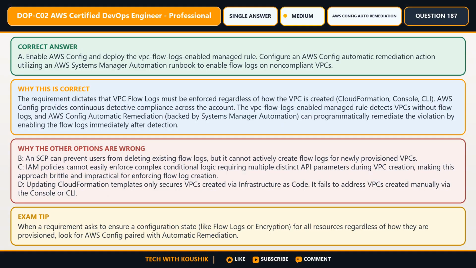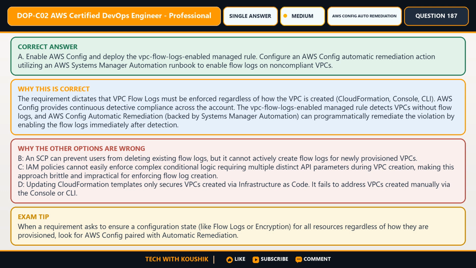In this case, choose option A. Enable AWS Config and deploy the VPC flow logs enabled managed rule. Configure an AWS Config automatic remediation action utilizing an AWS Systems Manager automation runbook to enable flow logs on non-compliant VPCs. Let's look at the reasoning.